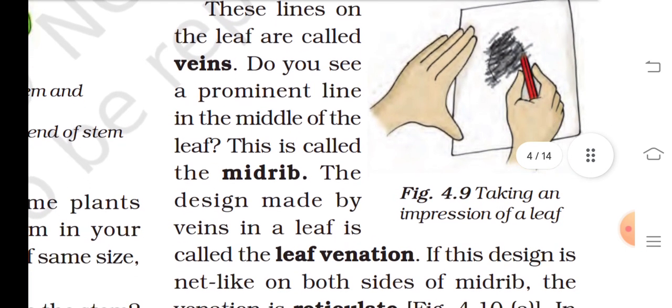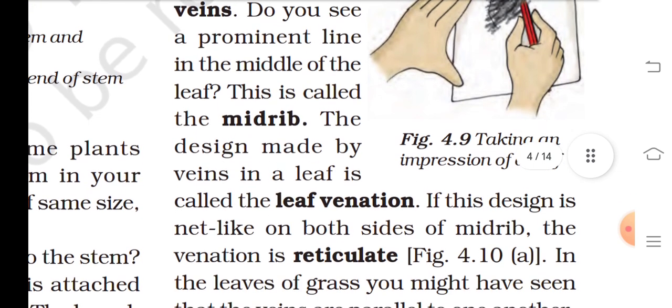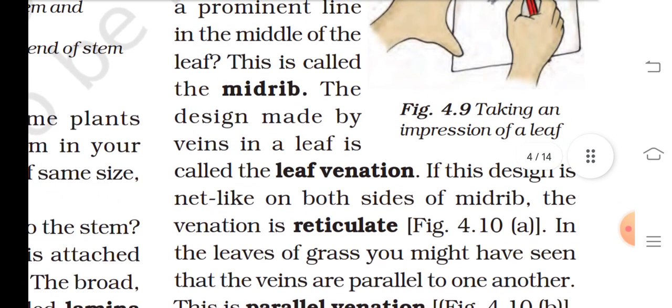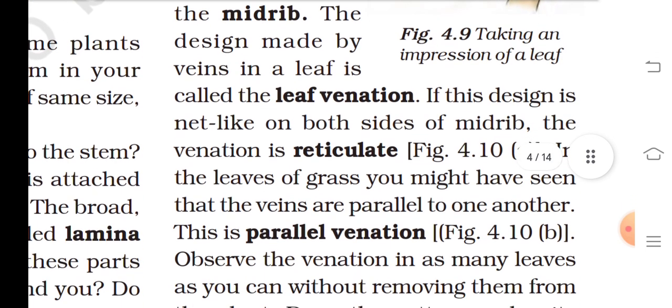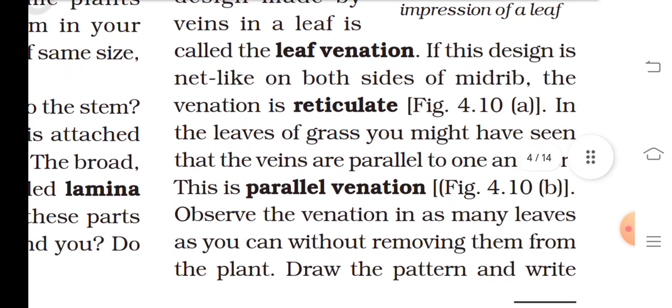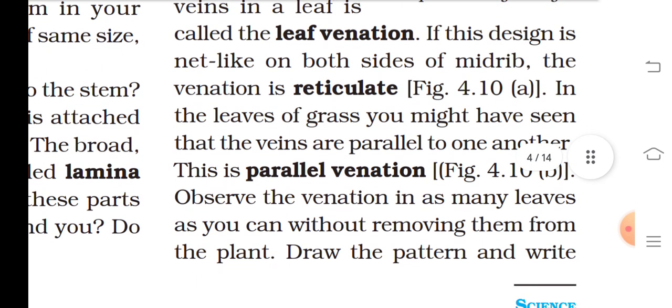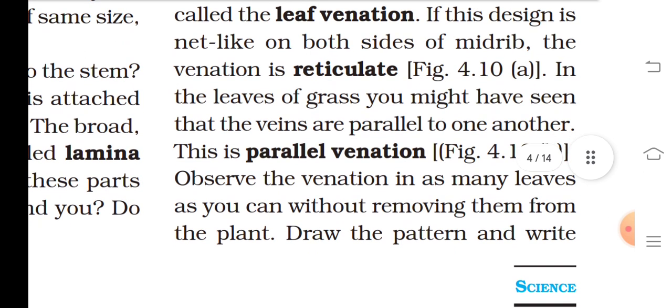These lines on the leaf are called veins. Do you see a prominent line in the middle of the leaf? This is called the midrib. The design made by veins in a leaf is called leaf venation. If this design is net-like on both sides of the midrib, the venation is reticulate.